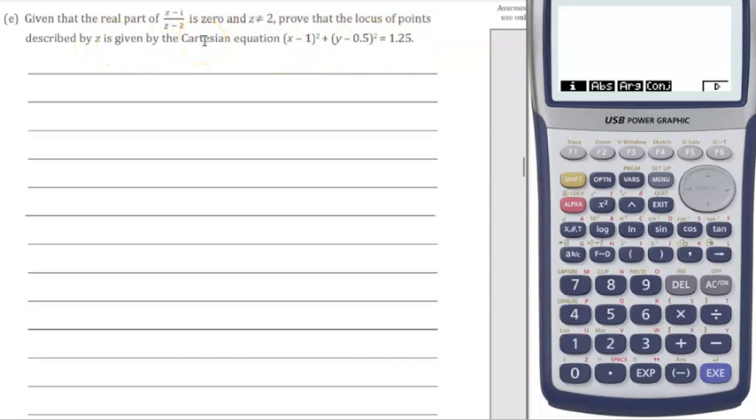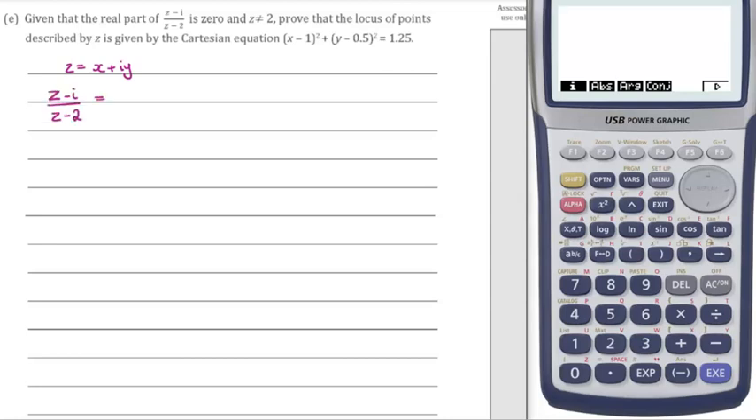Okay, so you can almost ignore the second part of the question. This is what we're trying to get to. We want to rewrite this in terms of x and y and hope that it comes out to this. Okay, so here we go. First of all, start by saying that z is equal to x plus iy.